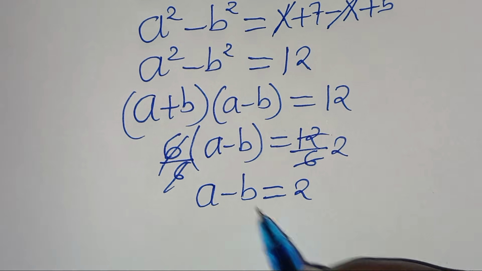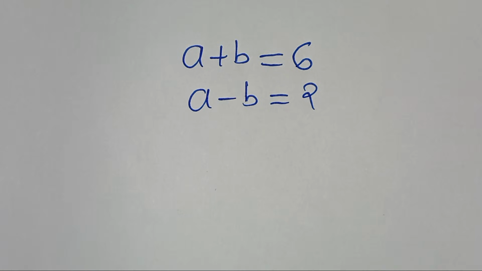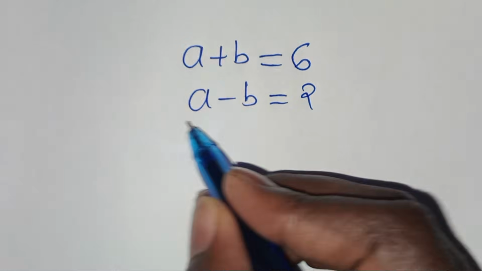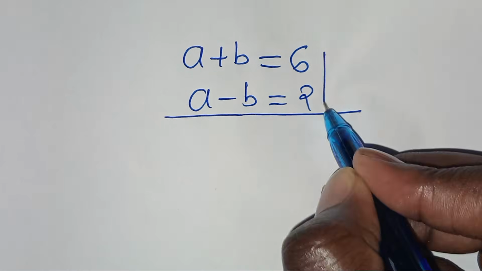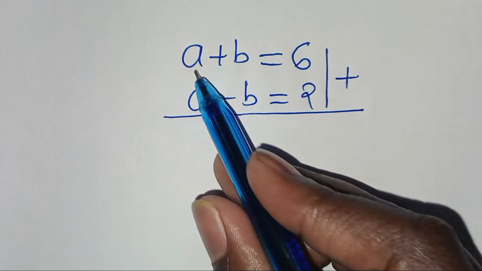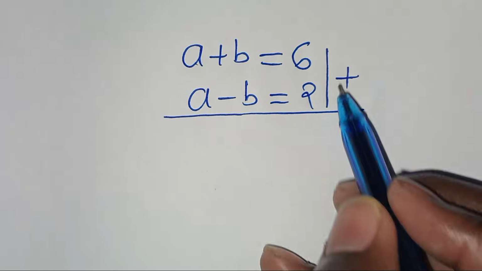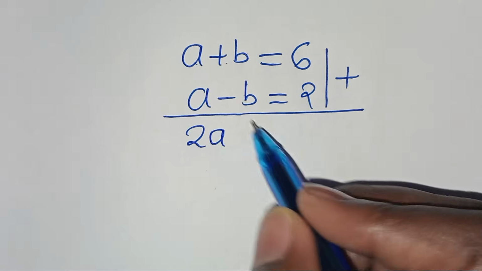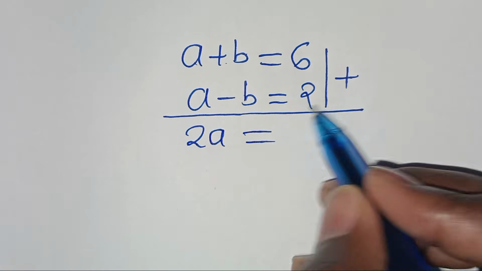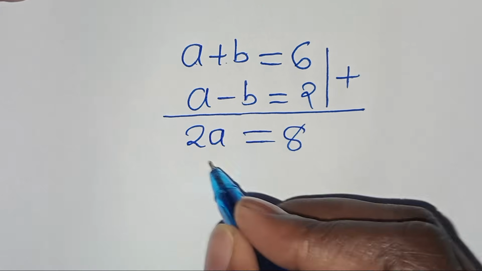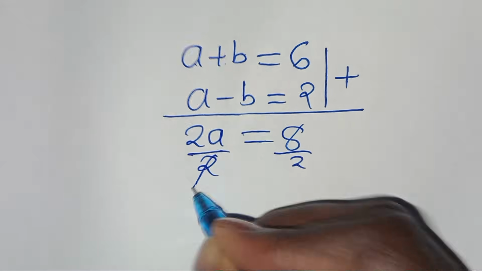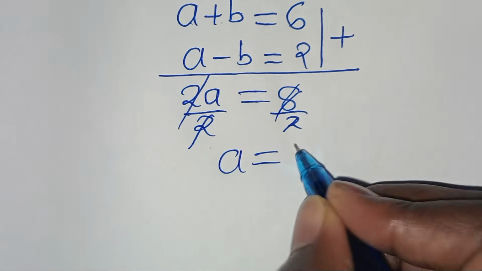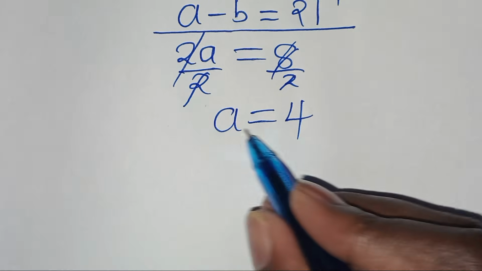Now we have a minus b is equal to 2. We have that a plus b is equal to 6, and a minus b is equal to 2. Now these are systems of two linear equations, so let's sum these two equations. A plus a is equal to 2a, plus b minus b simplifies, and this is equal to 6 plus 2, which is equal to 8. So let's divide both sides by 2, and this means that a is equal to 8 divided by 2, which is equal to 4. Now we have the value of a is equal to 4.